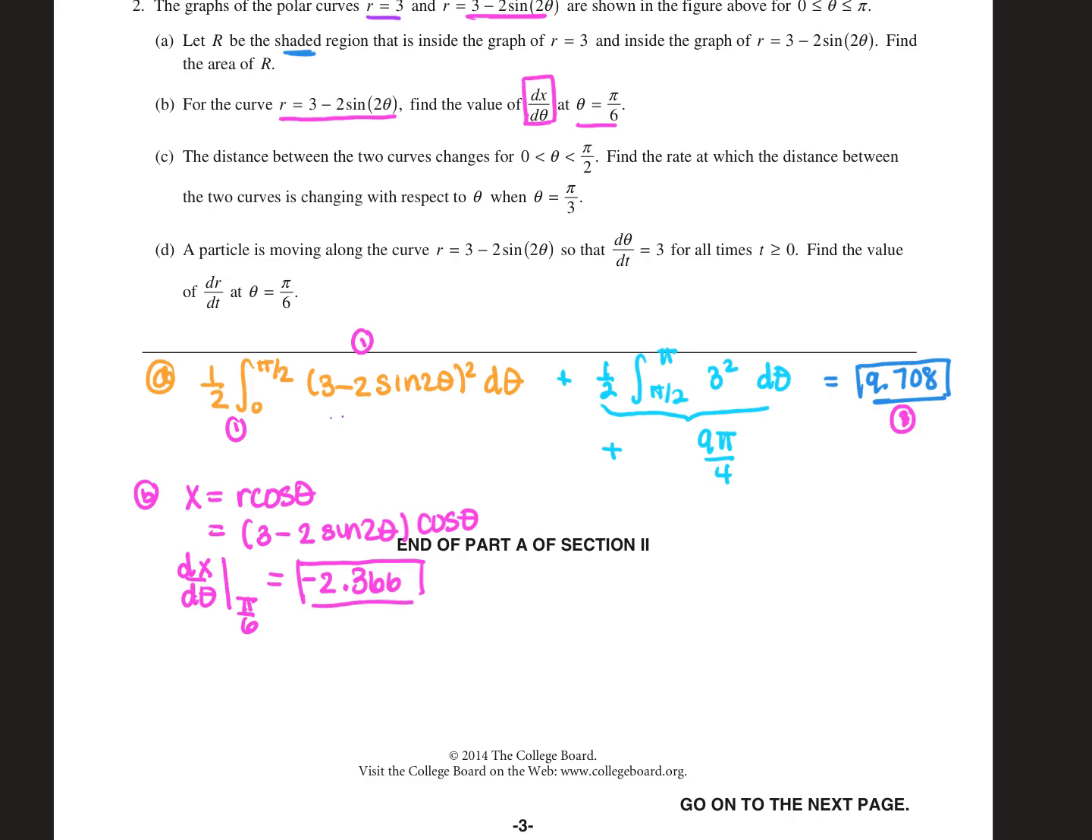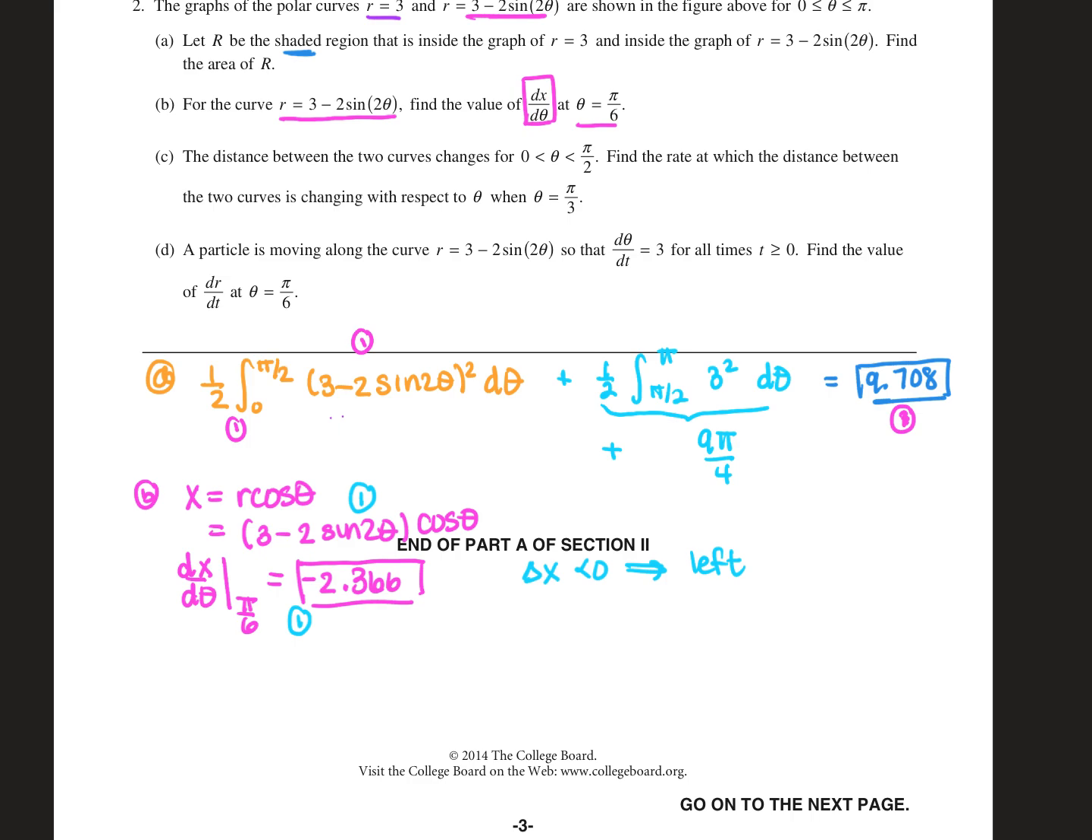We get 2 points for this part, 1 for knowing the equation for x, and 1 for getting the correct answer. They didn't ask us this, but at this moment, which direction is the curve moving? Well, we know the change in x is negative, so that means the curve is moving to the left. If we wanted to see how it's moving up or down, we would find dy d theta. If we wanted to know if it's moving towards or away from the pole, then we'd look at dr d theta.